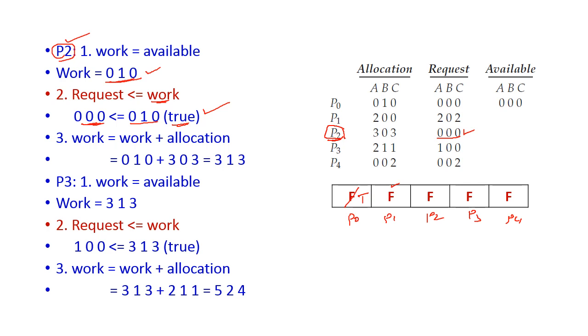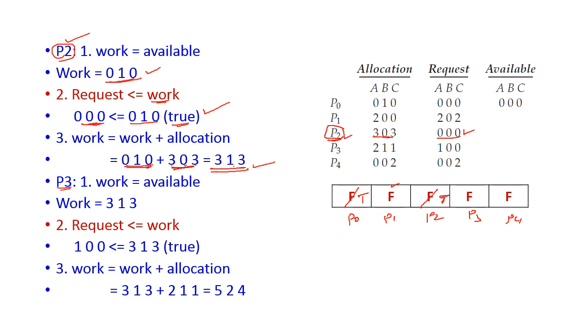Hence we can easily allocate resources for this P2. After executing this, P2 will release these resources. Hence, this will be now added into work. What is the current work? 0, 1, 0 plus the allocated resources for P2, which is 3, 0, 3. What is the result? Result is 3, 1, 3. That is 0 plus 3 equal to 3, 0 plus 1 equal to 1, 0 plus 3 equal to 3, right? Now P2 got completed and it will change into true.